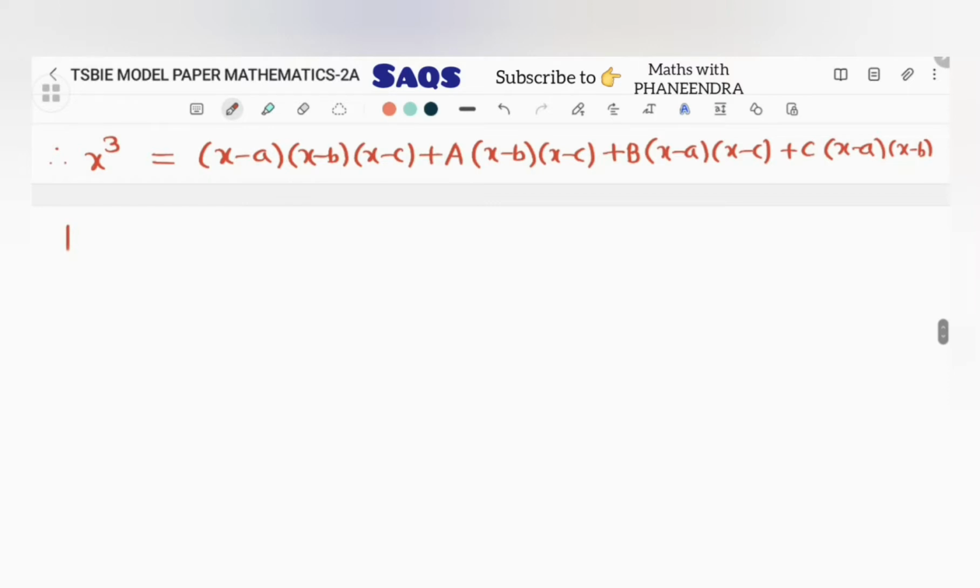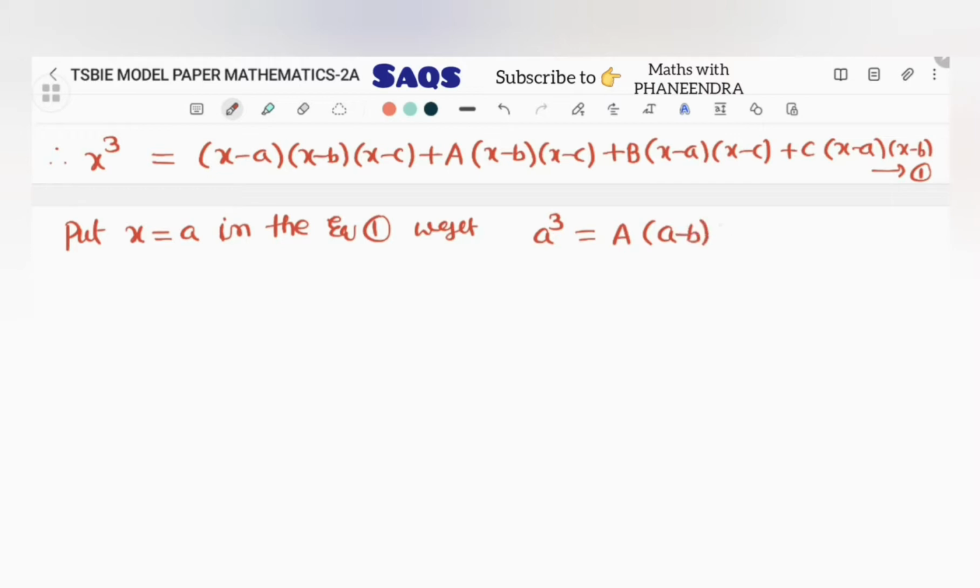After this result, to get capital A, capital B, capital C values, put small x is equal to a in the above equation. Call that equation number 1. In equation number 1, we get, x is equal to a means this side a cube. In the first term, if you substitute x is equal to a, the total term goes to 0, and in the b and c terms also it goes to 0, except the second term. So capital A into a minus b into a minus c, that implies capital A is equal to a cube by a minus b into a minus c.